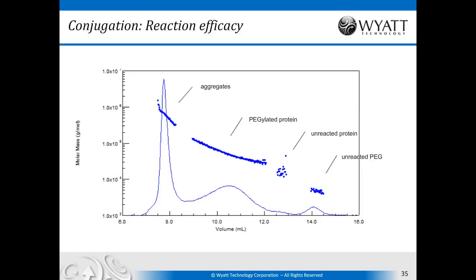And so this can be used quite effectively in looking at the efficacy of a reaction. So here's a pegylation reaction, and you can see that the peaks corresponding to unreacted PEG, unreacted protein, the heterogeneous pegylated protein, and finally the aggregates can all be identified, and they can be identified through that 3-detector technique, which tells you for each of these species how much protein you have and how much of the PEG you have.